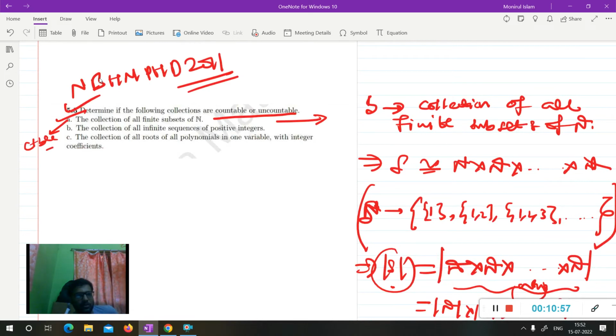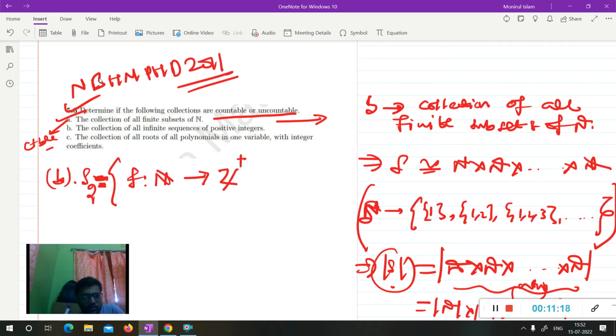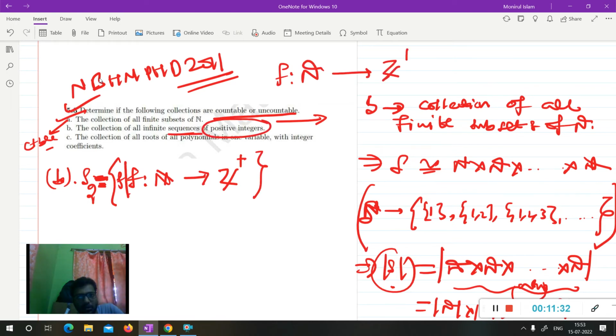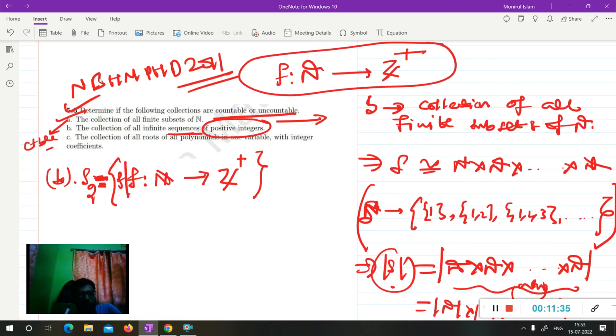Now part B: the collection of infinite sequences of positive integers. If we name it the set S2, it is the collection of all mappings f from N to Z plus. We all know every sequence is a mapping from the natural numbers to a set, here the set of positive integers, so take the codomain Z plus. So it is the collection of all sequences of positive integers.